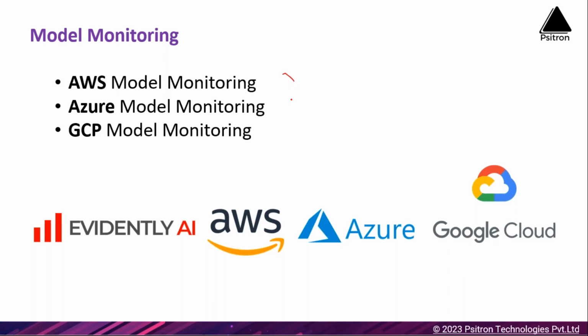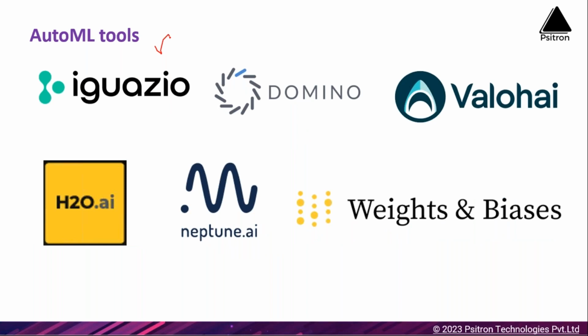So we're going to cover SDKs on all three cloud platforms for model monitoring, and using open source tools like Evidently AI for monitoring your ML models, which you can run any way that you want. And then we have AutoML tools. Again, the commercial tools that I'm talking about, like Azure, Domino Data Labs, Vola Hive, Weights and Biases, Neptune.ai, and such kinds of tools will also be covered.